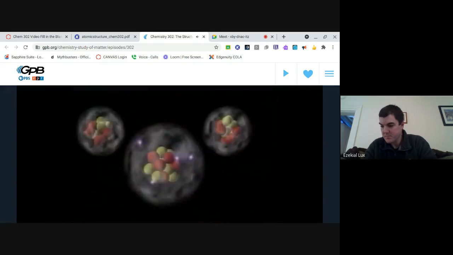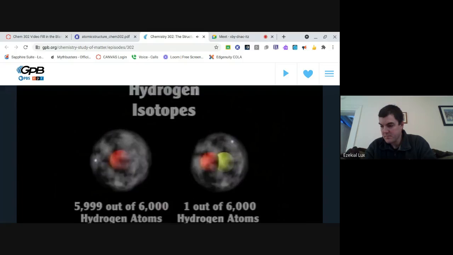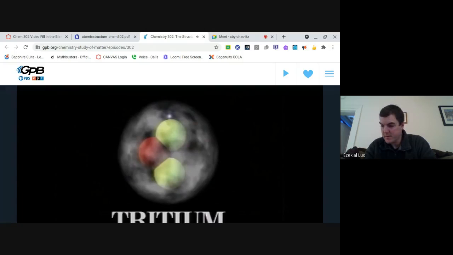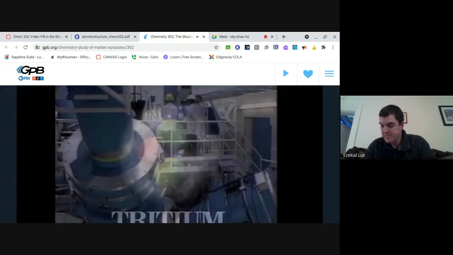Atoms of an element that have different numbers of neutrons are called isotopes. The most common form of hydrogen, the isotope known as tritium, occurs at a ratio of 6,000 to 1 when compared to deuterium. The hydrogen isotope tritium does not occur naturally and can be only made in laboratories.